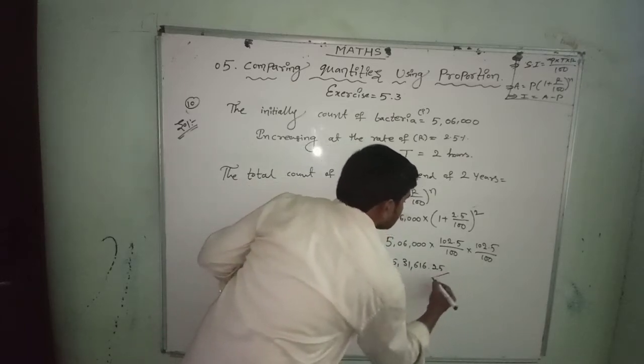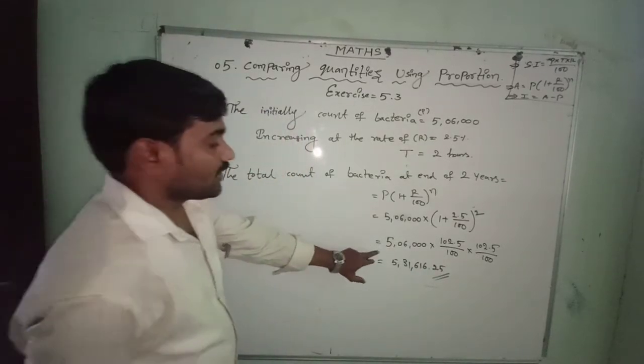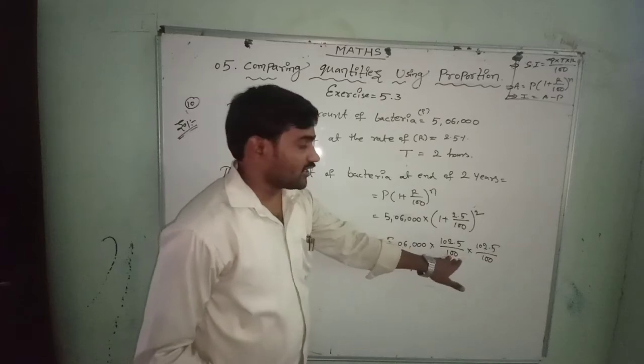5,31,616.25. See, to simplify it takes a lot of time, so that's why I already simplified and am writing the answer. You can simplify that so that you will be very perfect if you simplify.